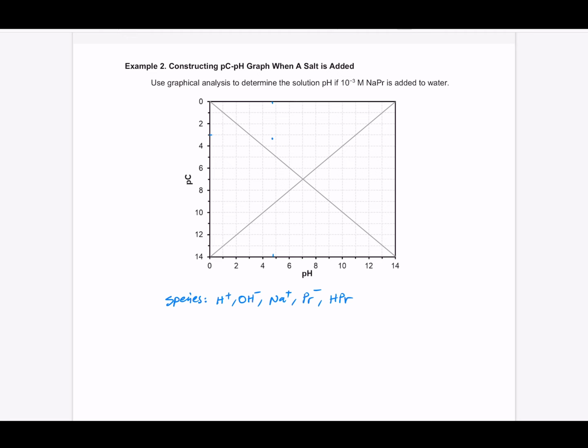And 0.3, then we just need to draw the graphs. This would be like that. Then for HPr, then the Pr minus, to the minus 1, and the other one also with the slope of 1.